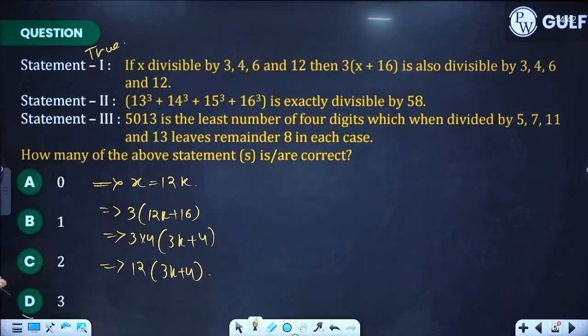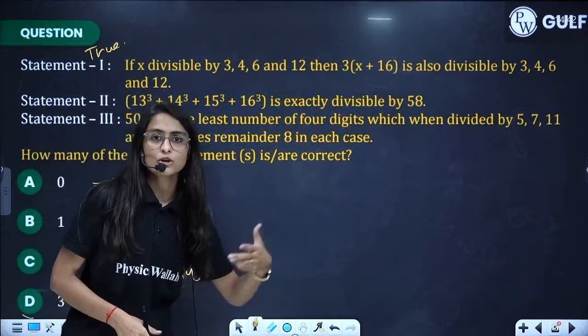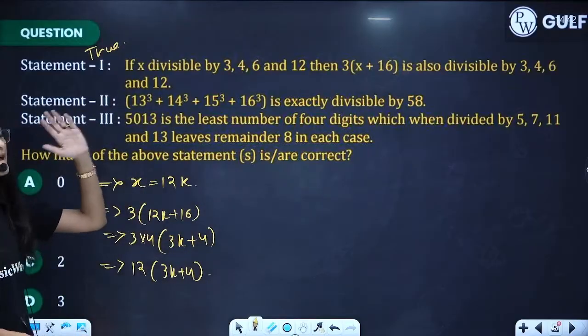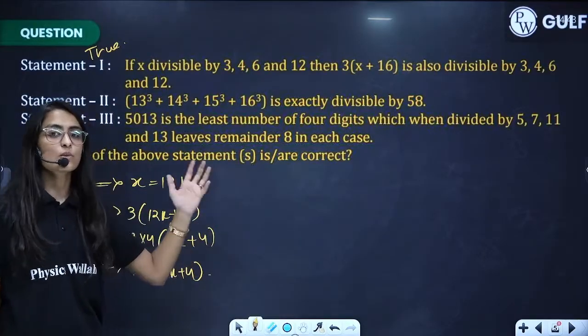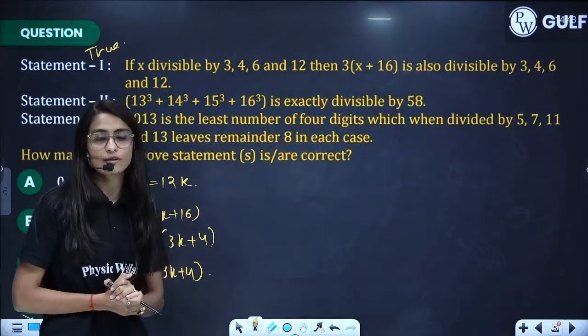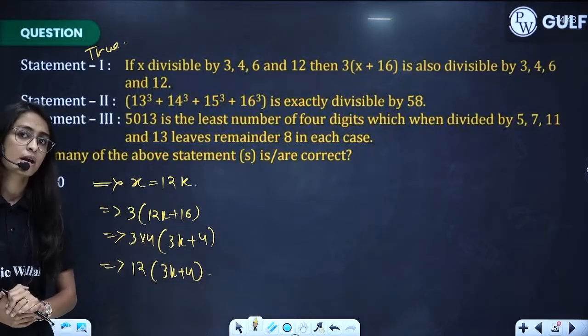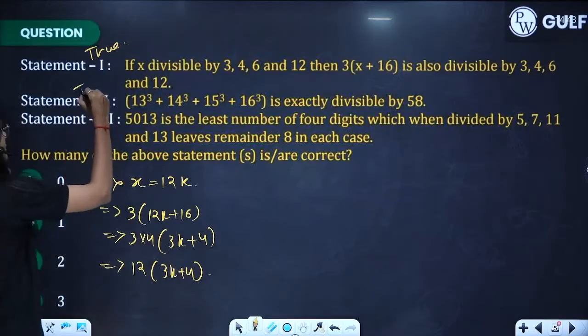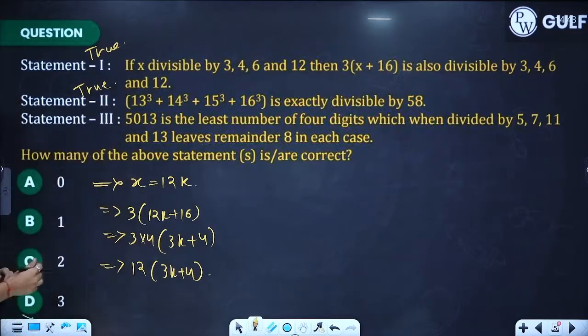The second statement says that 13 cube plus 14 cube plus 15 cube plus 16 cube is exactly divisible by 58. In this question, you have to straight away find the cubes, add them, and check the divisibility for 58, or you can divide it and straight away check that it is divisible. So statement 2 is also true.